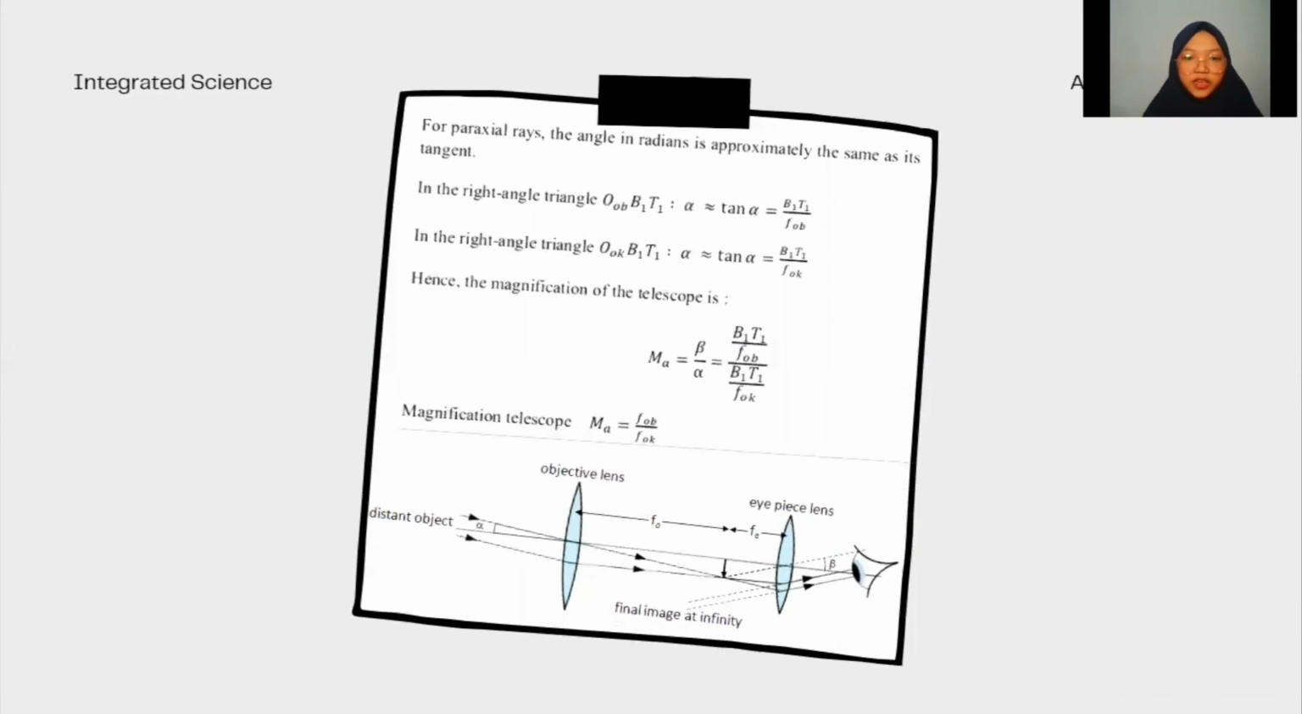So here is the equation derivation for the telescope. The magnification of a telescope is m alpha equals f objective over f ocular. And here is the ray diagram of the telescope. Here is the distant object at angle alpha, the objective lens, the eyepiece lens, and here is the final image at infinity.